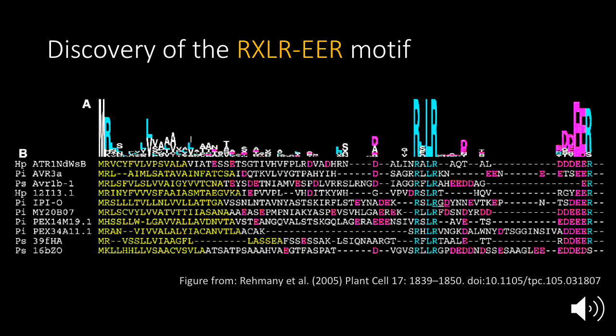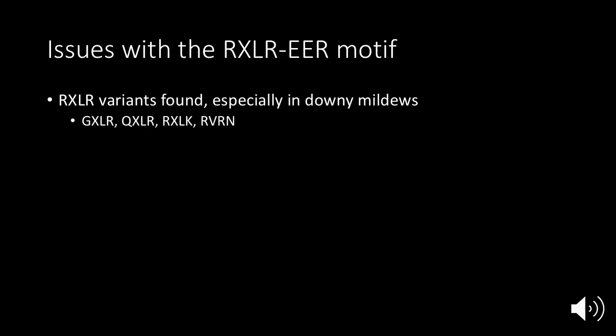This was discovered back in 2005 by looking at alignments between effectors that were mostly cloned using map-based cloning. Just downstream of the signal peptide, you have a motif called the RXLR: arginine, any amino acid, leucine and arginine. That's also associated with a downstream EER motif. This was found in a number of Phytophthora effectors and then was used to find more effectors. However, it was not without its issues.